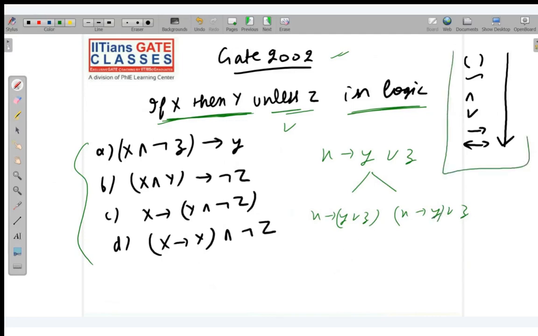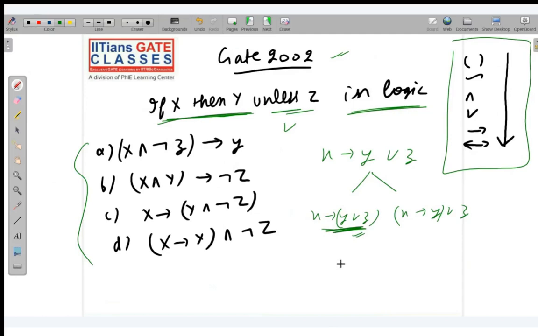So for that, I have written the precedence here. Bracket has the most precedence, then not, then and, then or, then implication and double implication. So or has more precedence, so this thing is correct. X implies Y or Z. This is correct. Now see the options: X implies Y or Z, you are not having that option. So you have to change something.